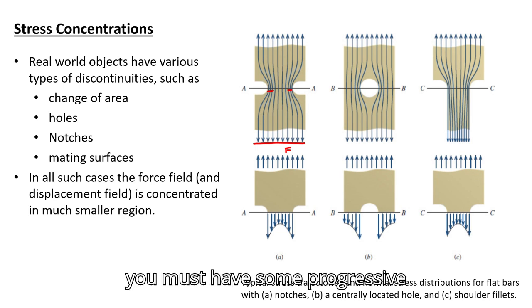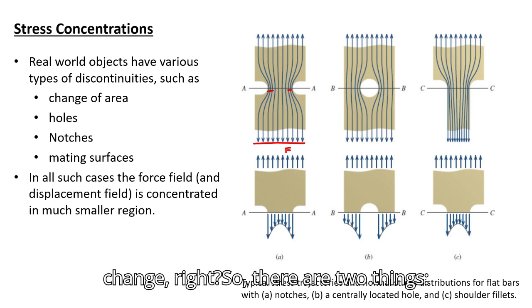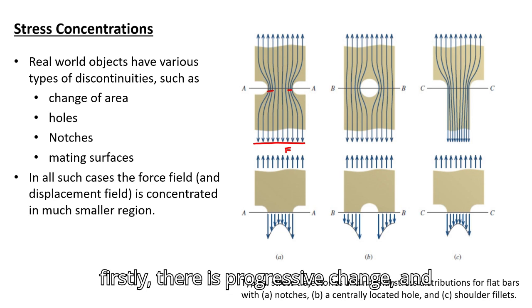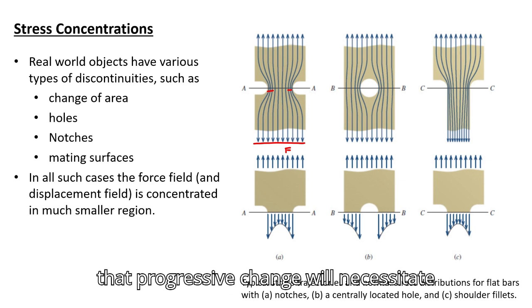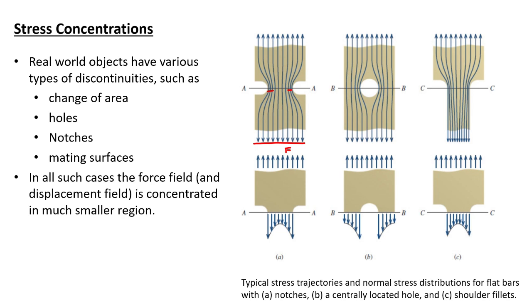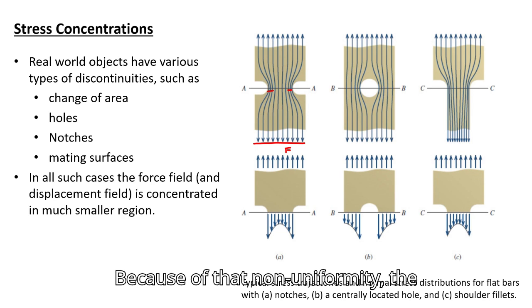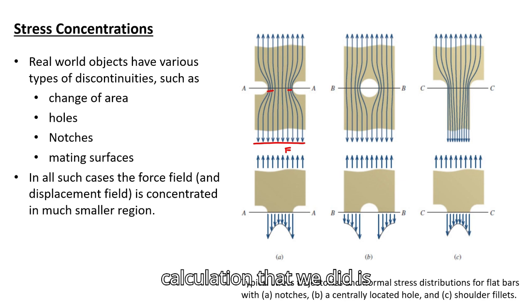You must have some progressive change, right? So there are two things. Firstly, there is progressive change, and that progressive change will necessitate that there will be certain regions where the distribution will become non-uniform. Because of that non-uniformity, the calculation that we did is okay as an approximation, but it's quite far from the true maximum value. And that's why we were taking a lot of safety factors previously.